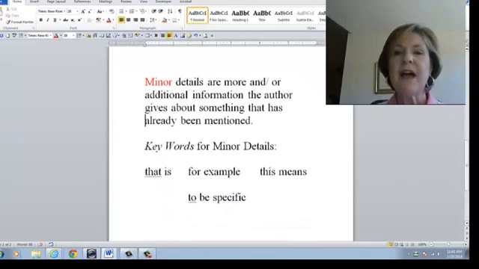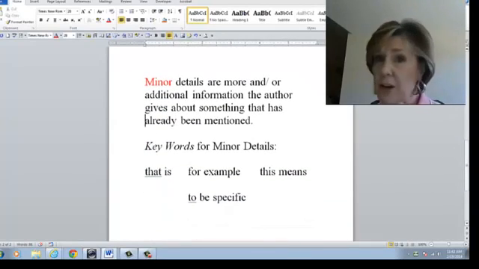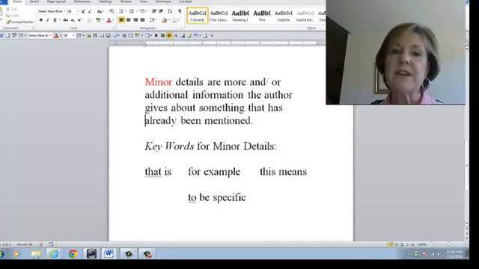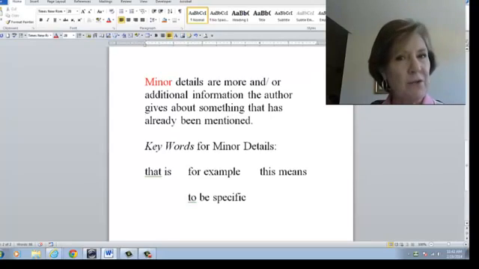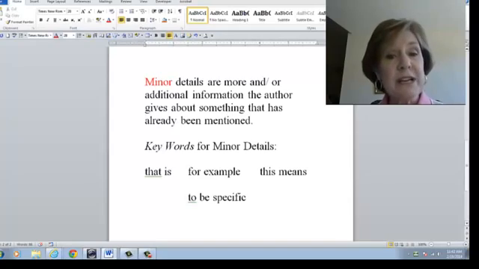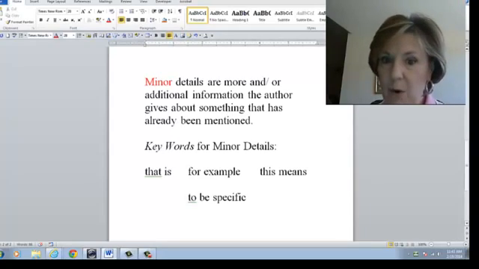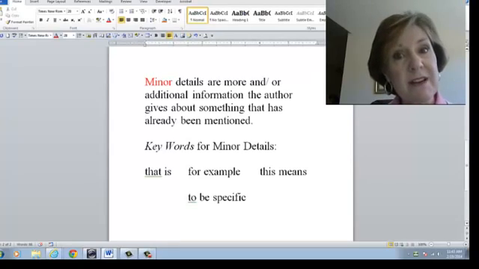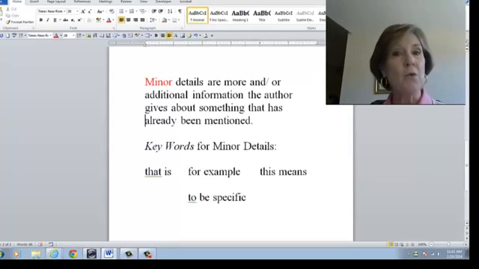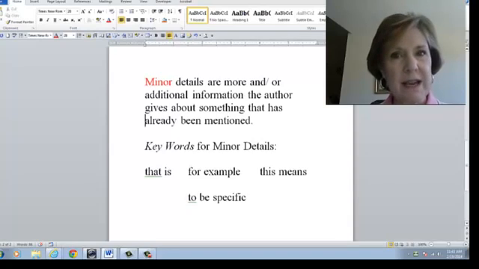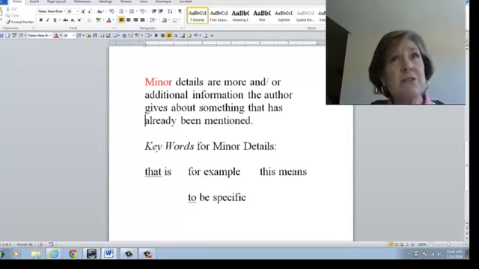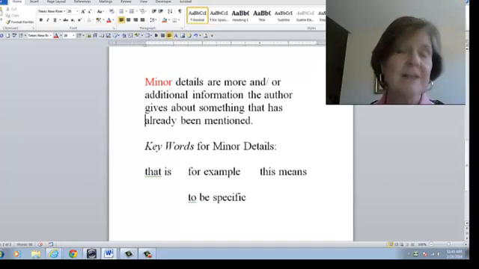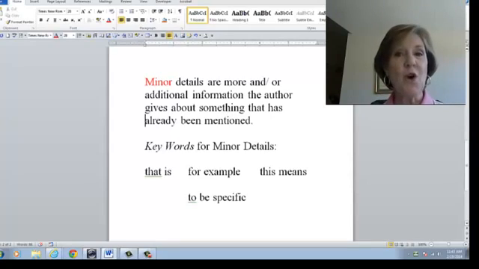Now, minor details, they are more of additional information, not new information, additional information that the author gives about something that's already been mentioned. So it's no new information. So that's a minor detail. Keywords for minor details: that is, for example, this means, to be specific. If you see any of those, you know, whoops, that's a signal. It's a minor detail. Again, you can make a silly sentence. That is, for example, this means, to be specific. Silly, or any way that you can come up with a mnemonic device to remember these words, it will help you when identifying major and minor details.